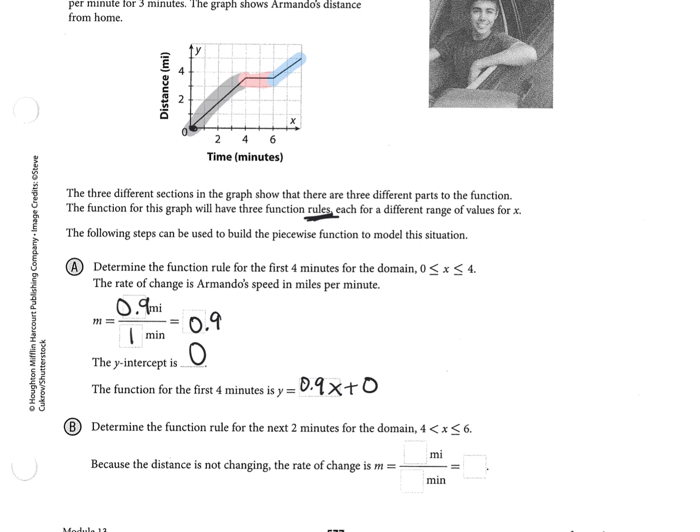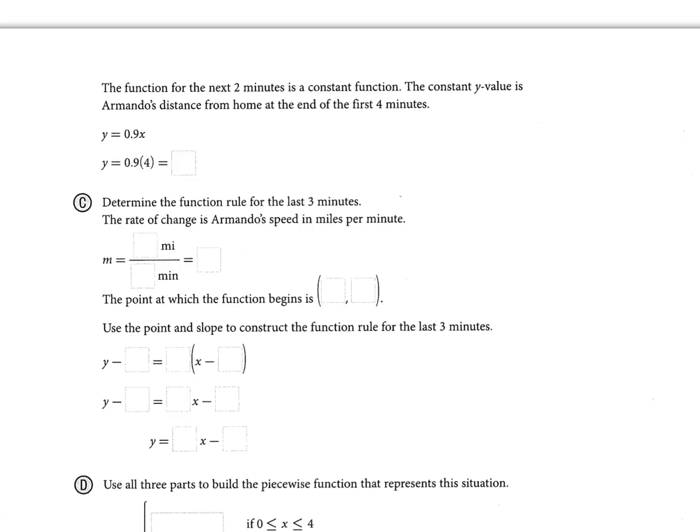Determine the function rule for the next 2 minutes, for the domain from 4 to 6. That's the red section. It says because the distance is not changing, the rate is 0 miles in 1 minute, or a rate of 0. The function for the next 2 minutes is a constant function. The constant y value is Armando's distance from home at the end of the first 4 minutes. So if we take that first section and we plug in a 4, 0.9 times 4 is 3.6.